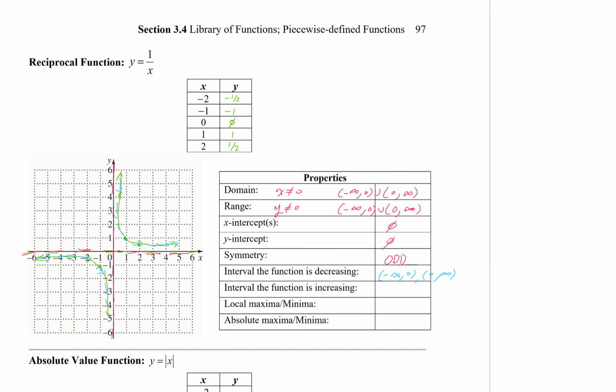Now, is it decreasing at the same rate? Obviously not. It's changing, right? So it's going fast like crazy here, but then it's still going down, but going down slowly. Anyhow, it's never increasing. It doesn't have a local min or max. There's no turning point, and it doesn't have an absolute min or max. Okay.